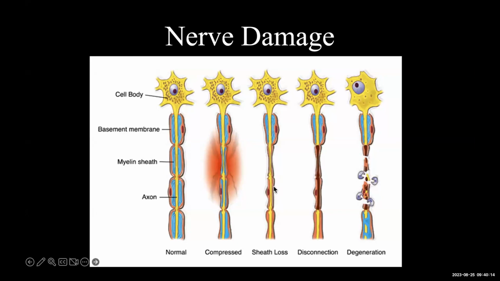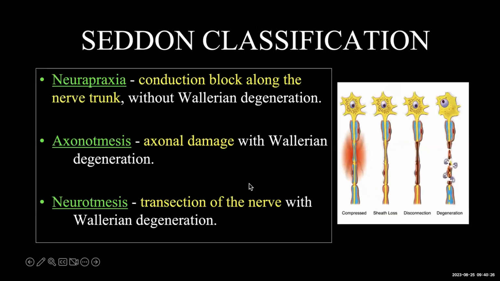You can have where the myelin sheath has been destroyed, or it can be completely disconnected, and then you get the degeneration process. So real fast, in neurology, there are 3 different classifications called the Seddon classification. Neuropraxia is where there's pressure on the nerve, where there is no axon damage. Axonotmesis is where you get slight axon damage with Wallerian degeneration, and neurotmesis is where you transect the nerve. This is the worst.